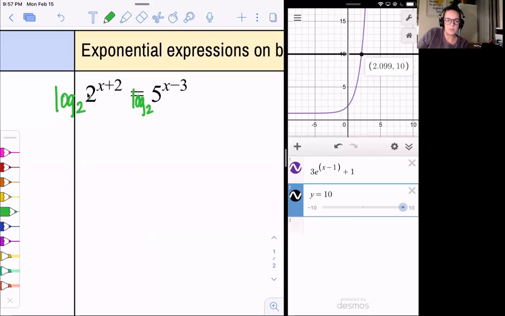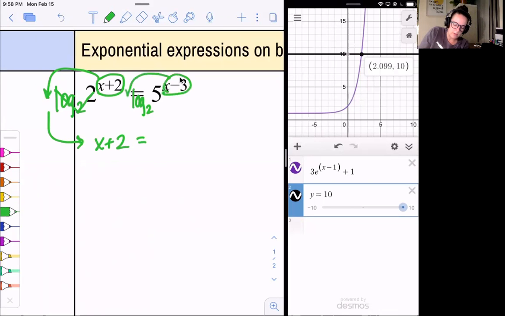Right? So log base 2 of 2, remember this would come out in front here. Log base 2 of 2 would cancel and leave me with just x plus 2 equals, on this side, the exponent is going to come out in front. So we'd have x minus 3 times log base 2 of 5. Remember that log base 2 of 5, or log base 2 of a number, is just a decimal.